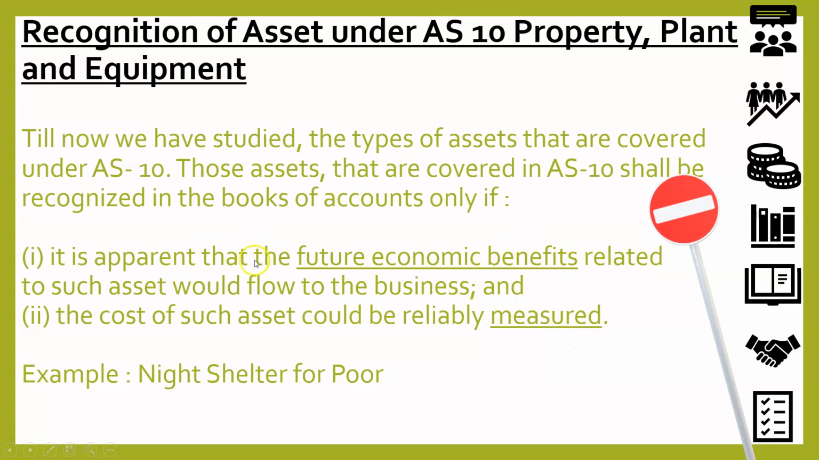The first one being that future economic benefits should be generated for the business from that property, plant and equipment. And secondly, the cost of the asset could reliably be measured. Here we took an example of a night shelter for the poor, wherein no future economic benefits were generated, as it was for donation purposes. So we do not recognize this asset of night shelter in the books of accounts.